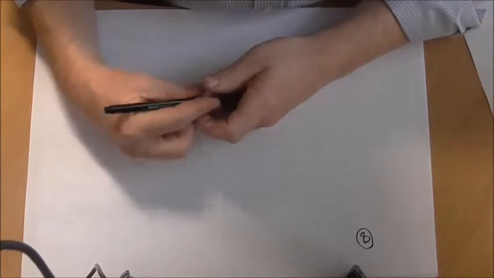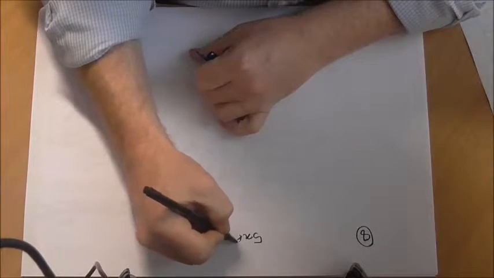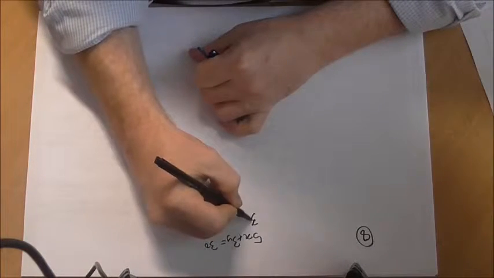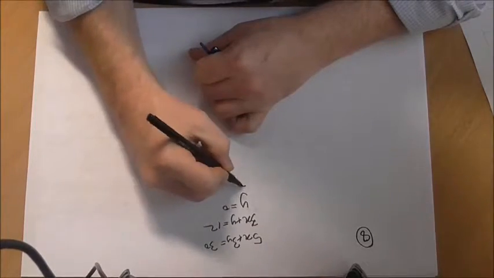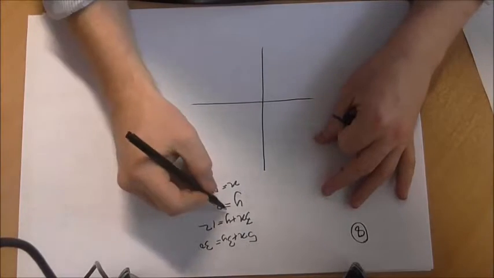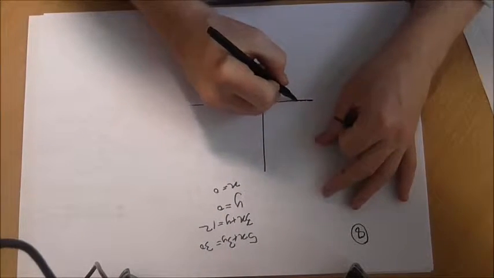Question number 8. Linear programming. The method for this is to write the inequalities with equal signs initially and graph them. So how do you graph them? Those ones are very simple. That's the x-axis.